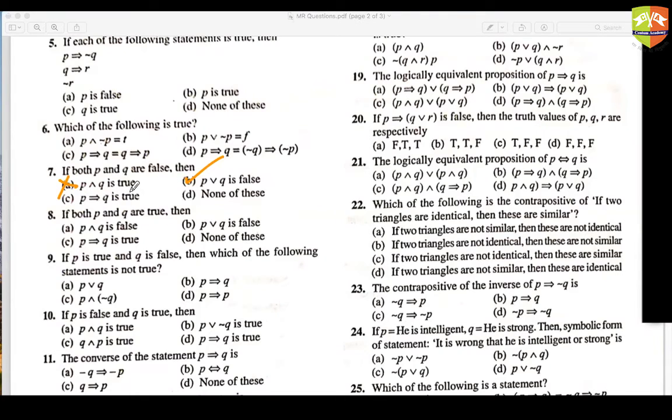Okay. False, and by small, this is true. So this is also true. Yes, sir. Correct? So B. Okay, same thing. We can do 9. P is true, Q is false. Which of the following is not true?